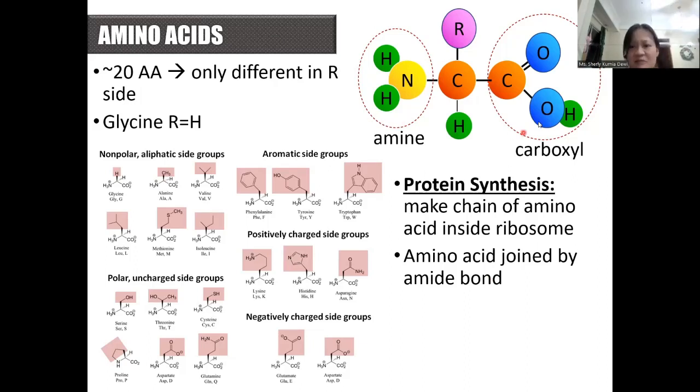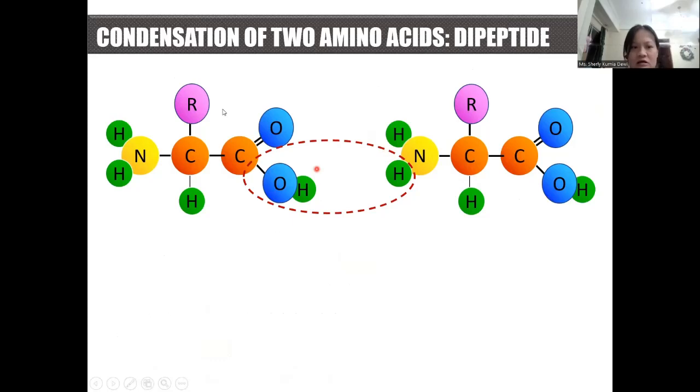When condensation happens, the OH from the carboxylic group will be removed and joined with the amine group in the next amino acid. Then it will make water and a peptide bond in biology, or you can call it an amide bond in chemistry. So this is the reaction actually. This can be various, so the monomer can be various in amino acid. This is how the condensation happens.